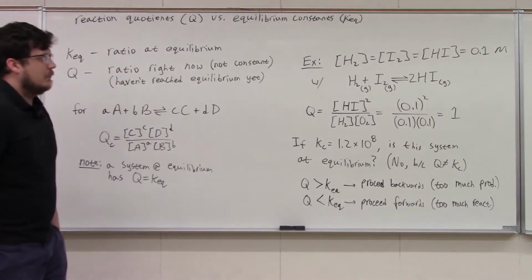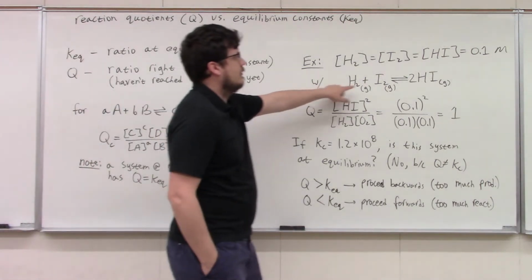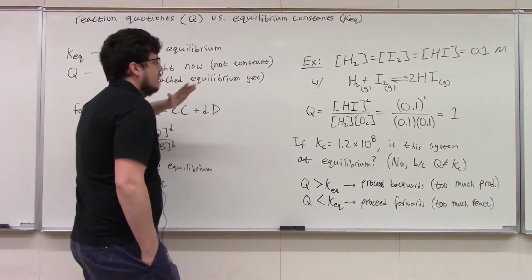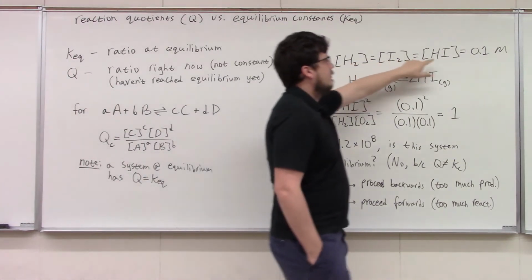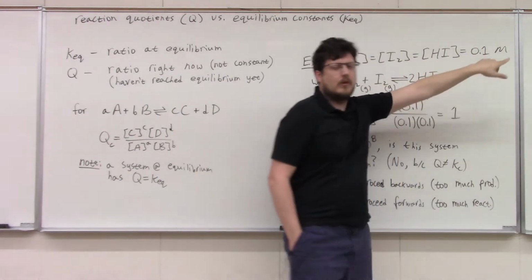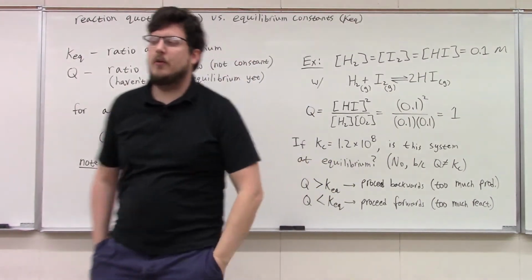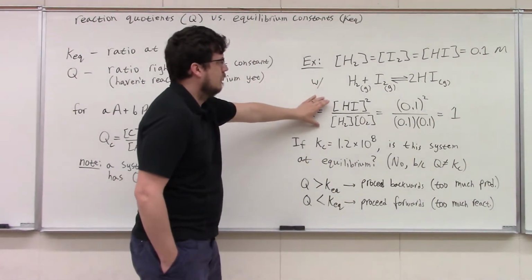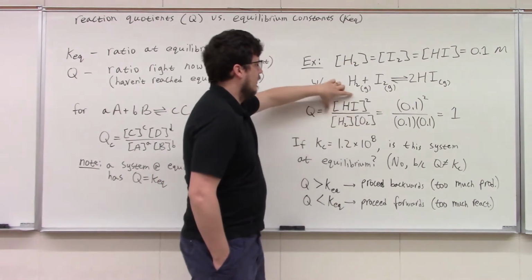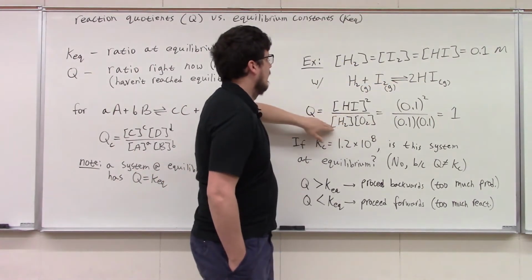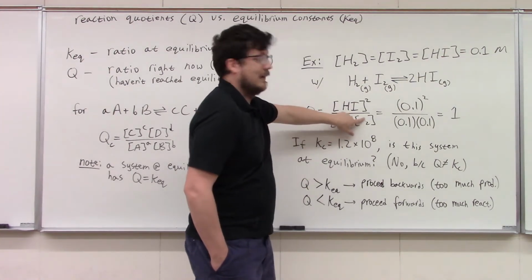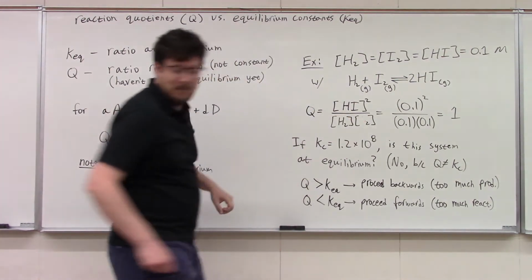So if we look at an example here, we have H2 plus I2 gives us 2HI. Might look familiar. I don't like to shuffle my examples too much. Well, if all of our concentrations are equal and 0.1 molar for all of our reactants and products, what's Q going to be? Well, we write our expression for Q. Then we plug in our numbers. So we have HI squared, because there's 2 of them, over H2 times I2. I mixed up some stuff there.